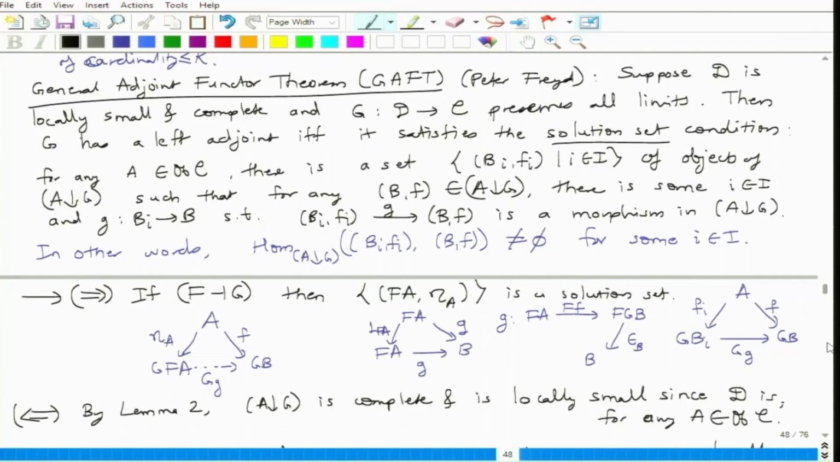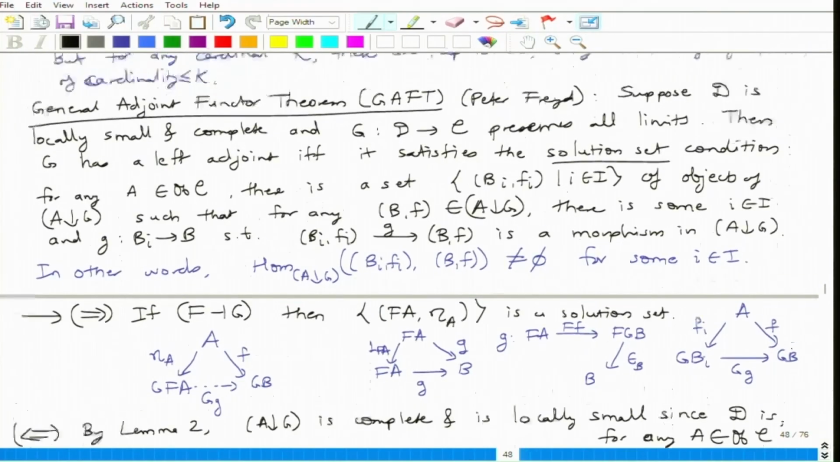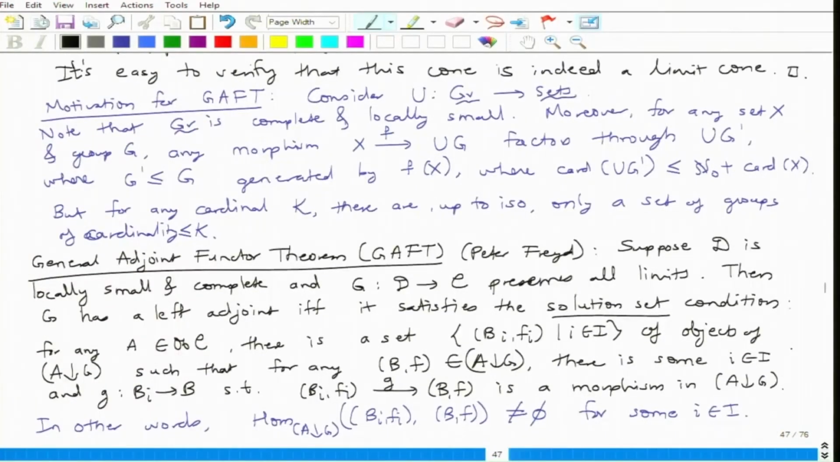Okay, so now see that we use this solution set condition to get this, and therefore by this solution set condition satisfaction property, GAFT will guarantee existence of the free group functor. In fact, it will guarantee existence of free algebra functor for any algebra. Yeah, you just need to close it under finitary operations, and the same argument works. Yeah, you have to take the sub-algebra generated by the image. That's all, and its cardinality won't grow drastically.